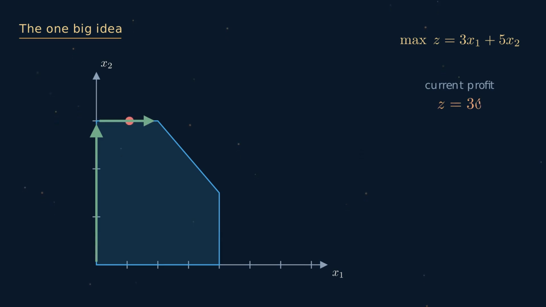From there, one more step. 30 becomes 36. Now look around from here. Both neighbors are worse. And that is the whole stopping rule. When no neighbor beats you, you are standing on the optimum. Everything that follows is just this walk, rewritten as arithmetic, so a computer can do it in 1,000 dimensions where nobody can draw a picture.